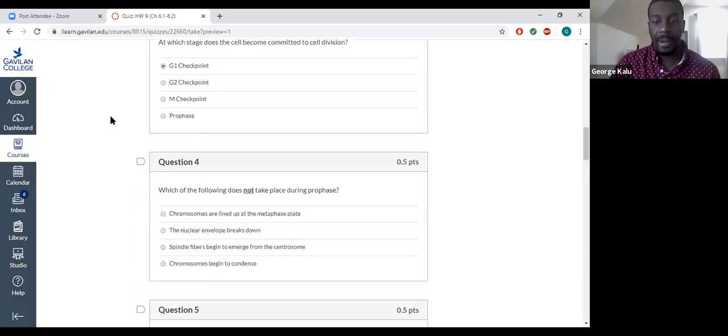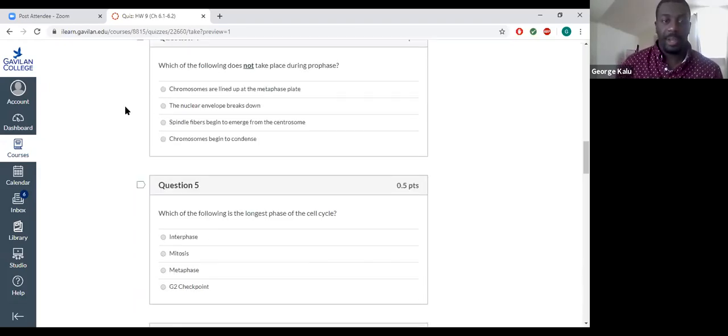Perfect. Okay, question 4. Which of the following does not take place during prophase? The chromosomes are lined up at the metaphase plate, the nuclear envelope breaks down, the spindle fibers begin to emerge from the centrosome, or chromosomes begin to condense. Right, everyone's getting this one right. Chromosomes are not going to line up at the metaphase plate during prophase. What phase do they line up at the metaphase plate? Metaphase, right. They line up at the metaphase plate during metaphase. Beautiful, pretty straightforward.